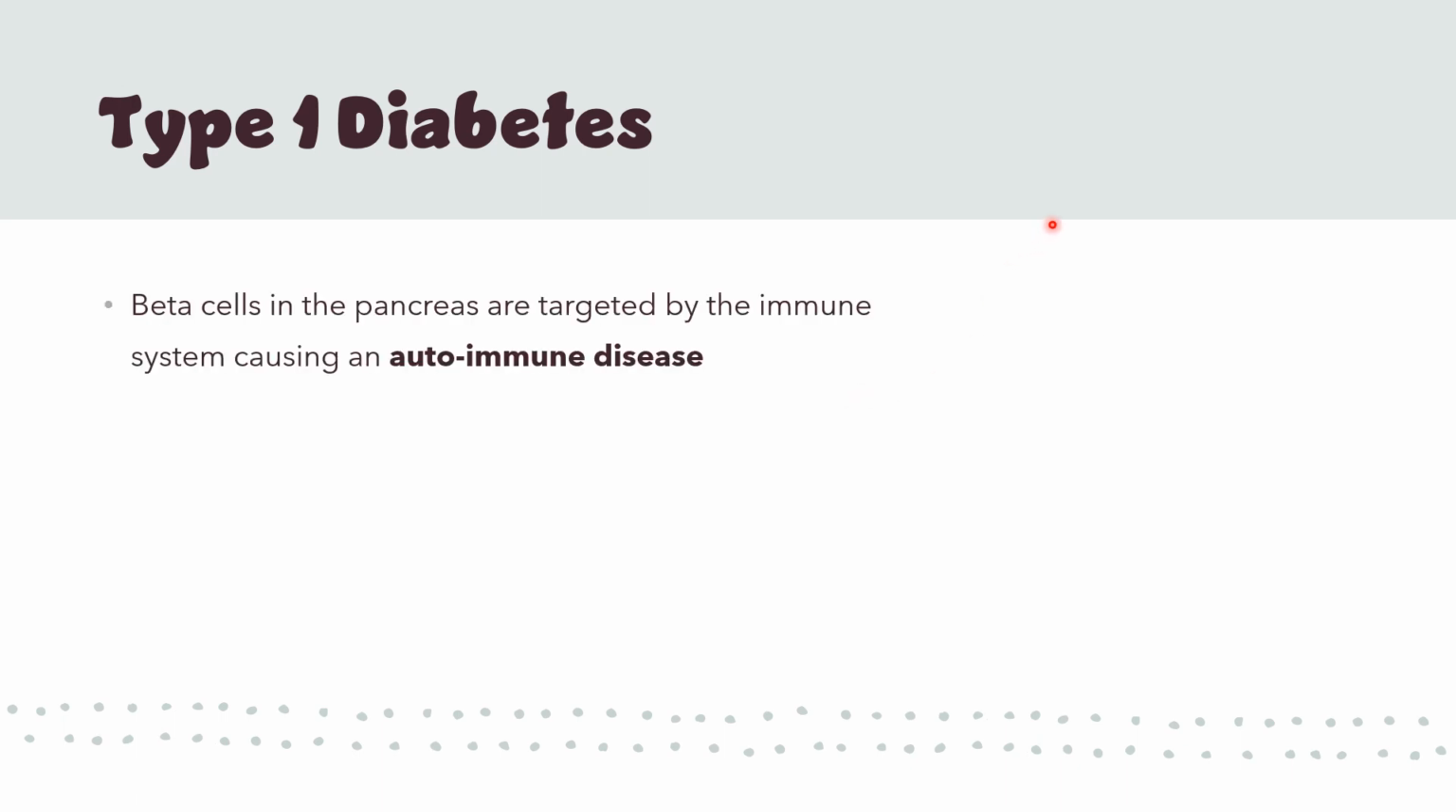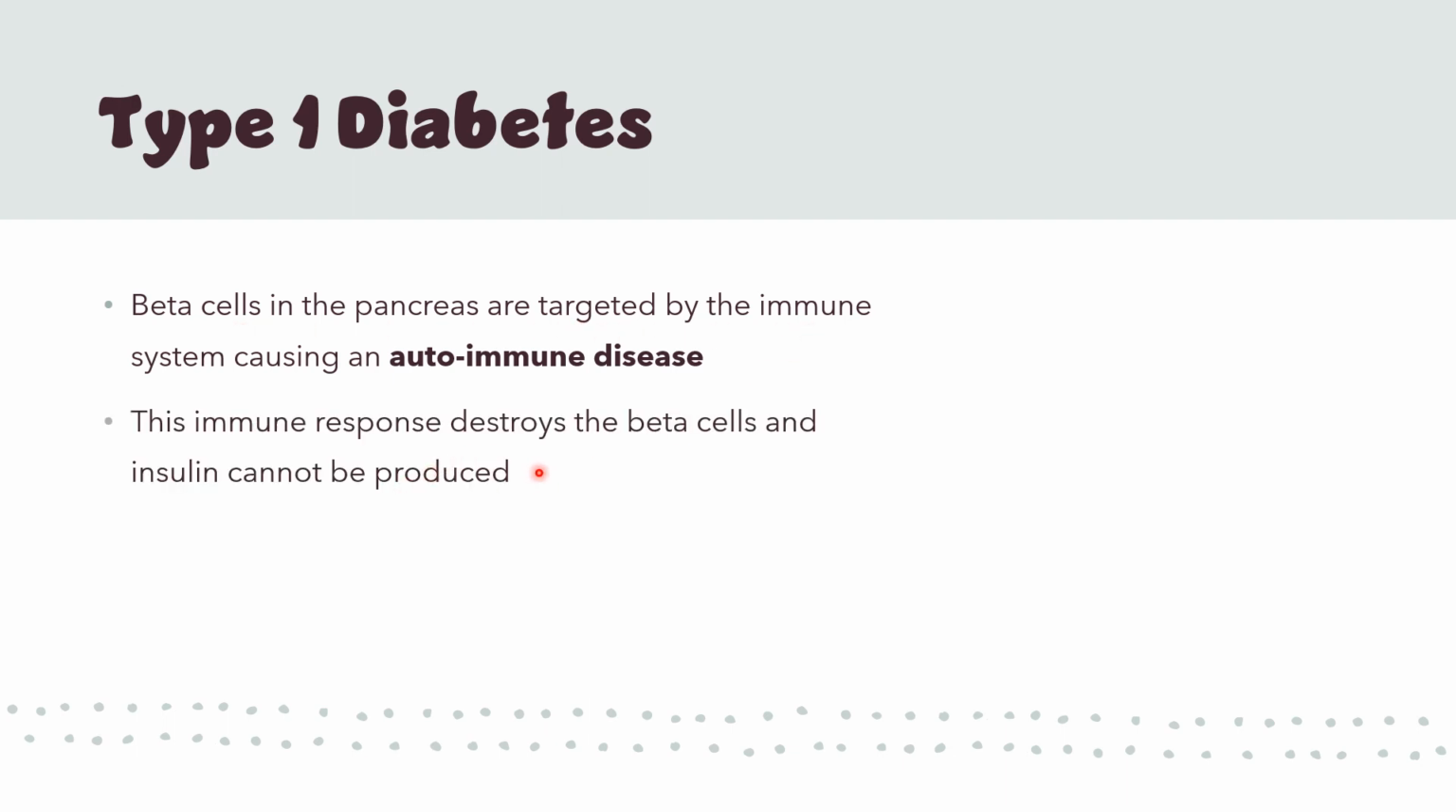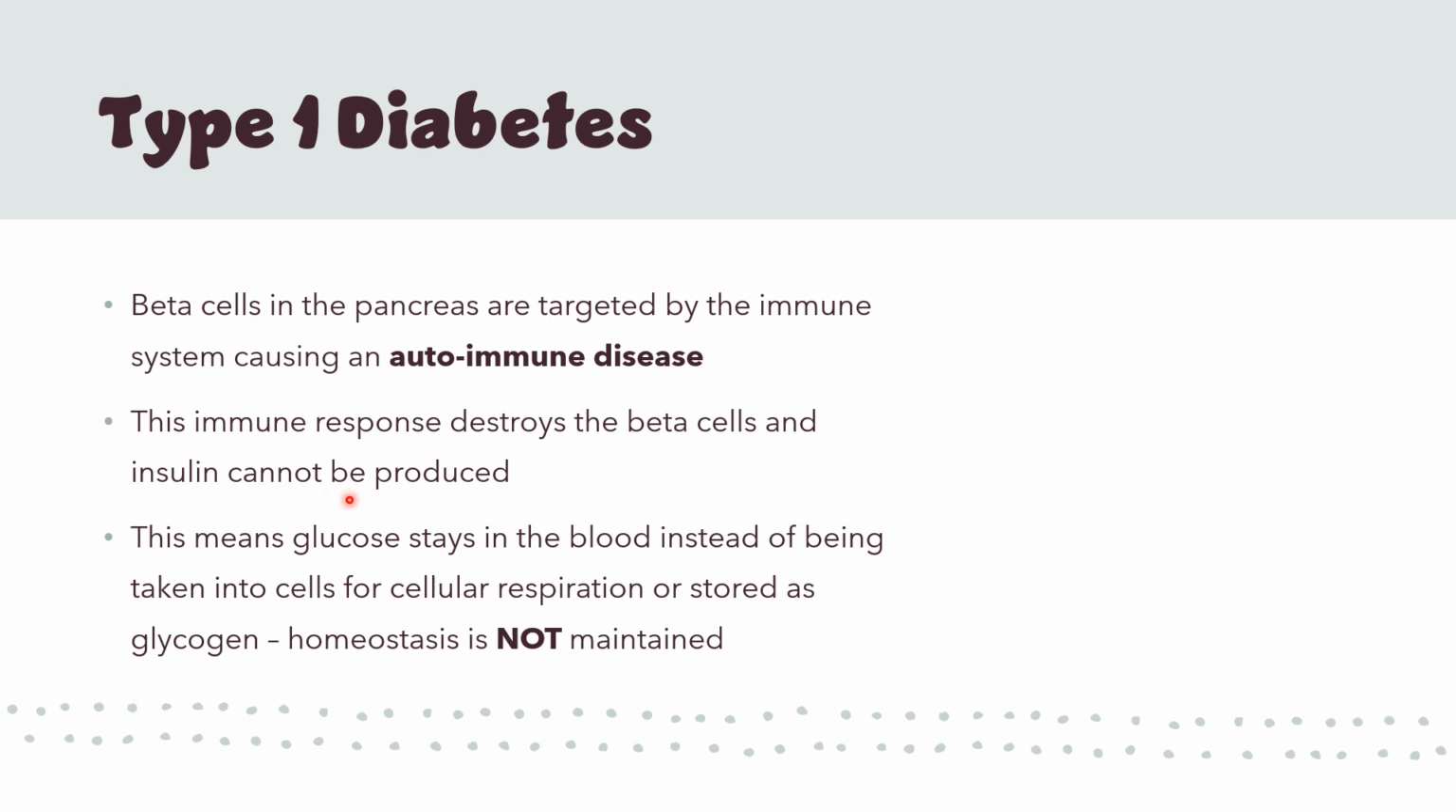So type 1 diabetes is an autoimmune disease. This is when our beta cells in the pancreas are targeted by our immune system. So our immune system is essentially mounting a response and destroying the beta cells. And so we know that our beta cells release insulin. If our beta cells are destroyed, they cannot produce insulin. This means that glucose stays in the bloodstream instead of being taken into the cells for cellular respiration or being stored in the liver as glycogen. So homeostasis is not maintained.